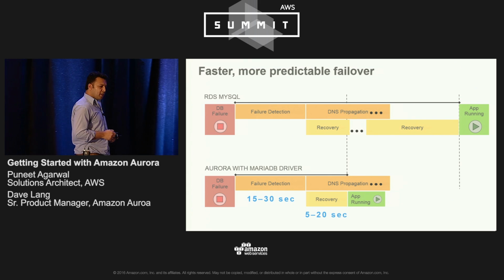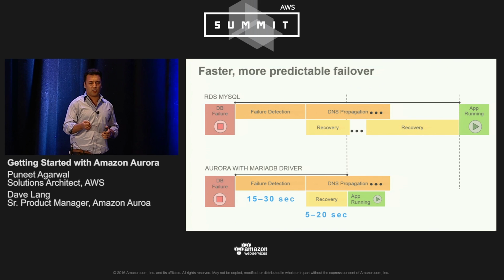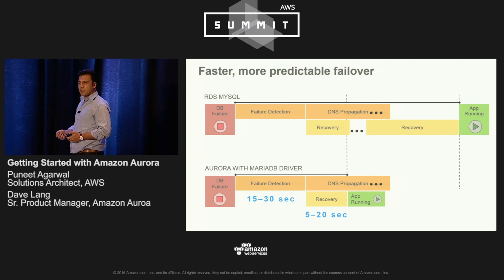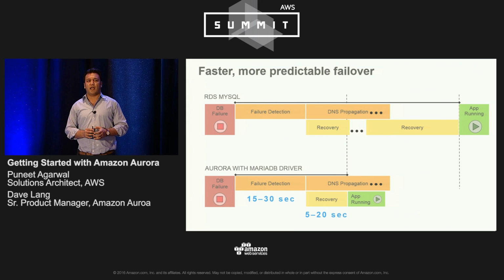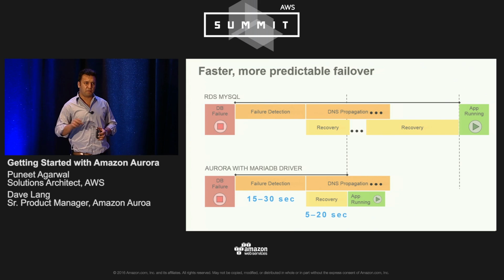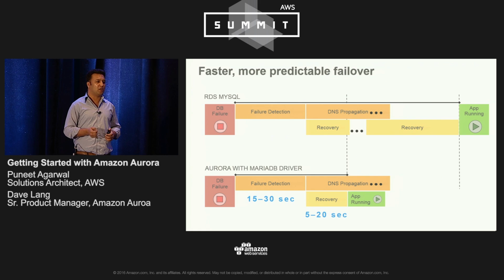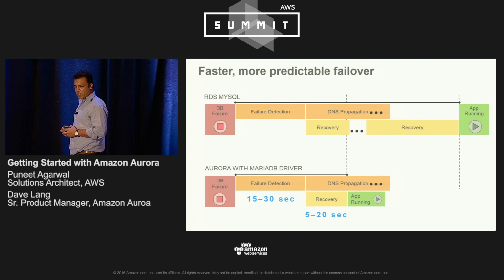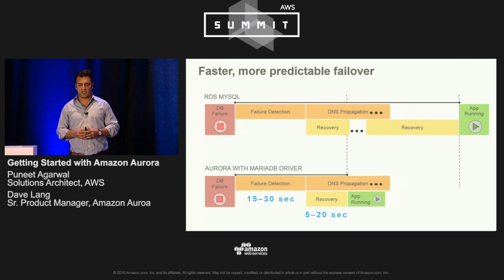With Aurora, the failure detection process is similar to what we use with RDS MySQL. So your failure detection is still 15 to 30 seconds. And we are working on this piece specifically. We are trying to reduce the failure detection time to less than 5 seconds for genuine failures. So more to come on that. The next process is the recovery process, which is instantaneous.